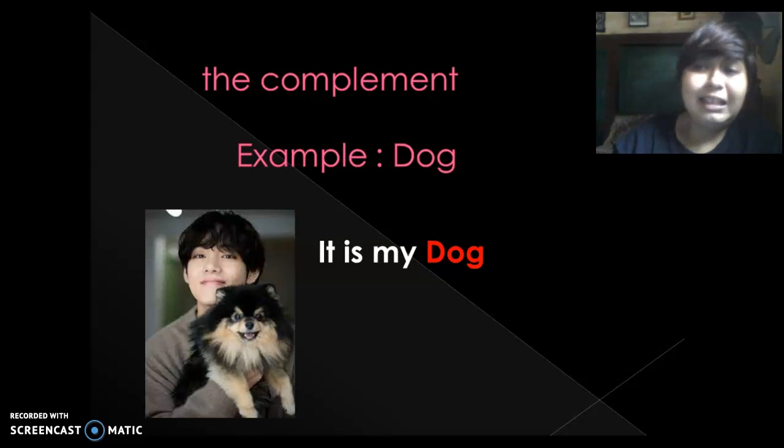Now, at the end of the sentence, to form a sentence with the verb to be, I use the complement. The complement can be, for example, dog, school, a person, etc. And now let's look at the sentences. It is my dog. And on the other hand, it is my puppy.